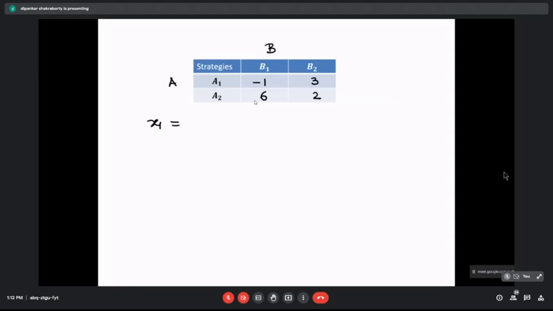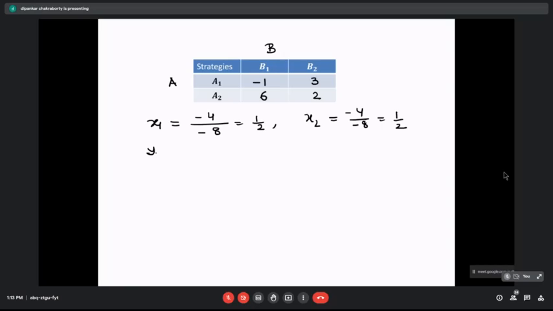2 minus 6, that is -4, divided by -1 minus 2, that is 1, and 6 and 3, 9. So 1 minus 9, that is -8. It is half. And x2 is again, ignore this row, consider that diagonal element is -1, -1 minus 3, that is -4. So -4 divided by -8, that is half.